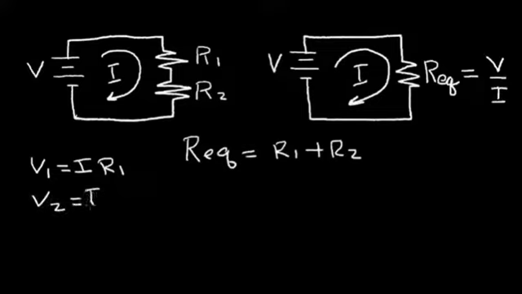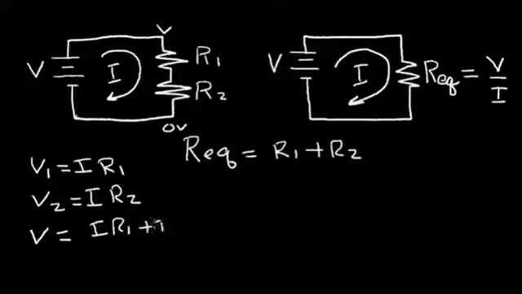is equal to the same current I times R2. So the total voltage, if we have 0 volts here and we have voltage V here, the total voltage V is equal to the sum of V1 and V2, which is IR1 plus IR2.